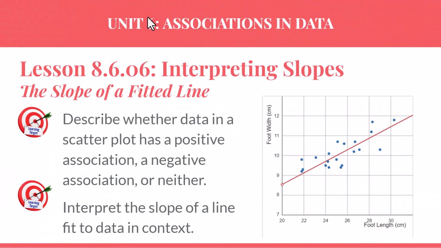Lesson 866, Interpreting Slopes, the slope of a fitted line. In this lesson, we'll describe whether data in a scatter plot has a positive association, a negative association, or neither. We'll also interpret the slope of a line to fit data in context.